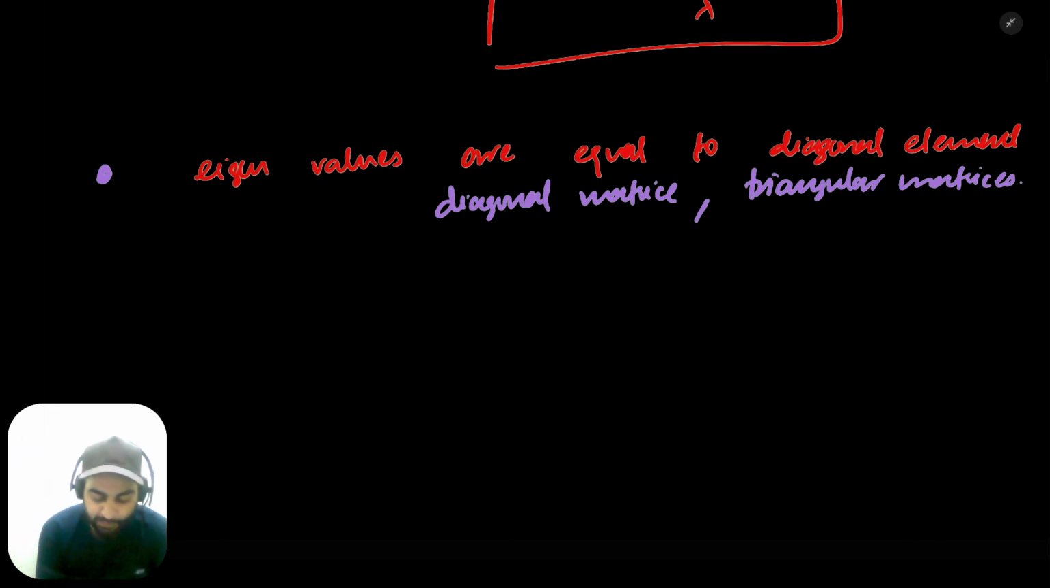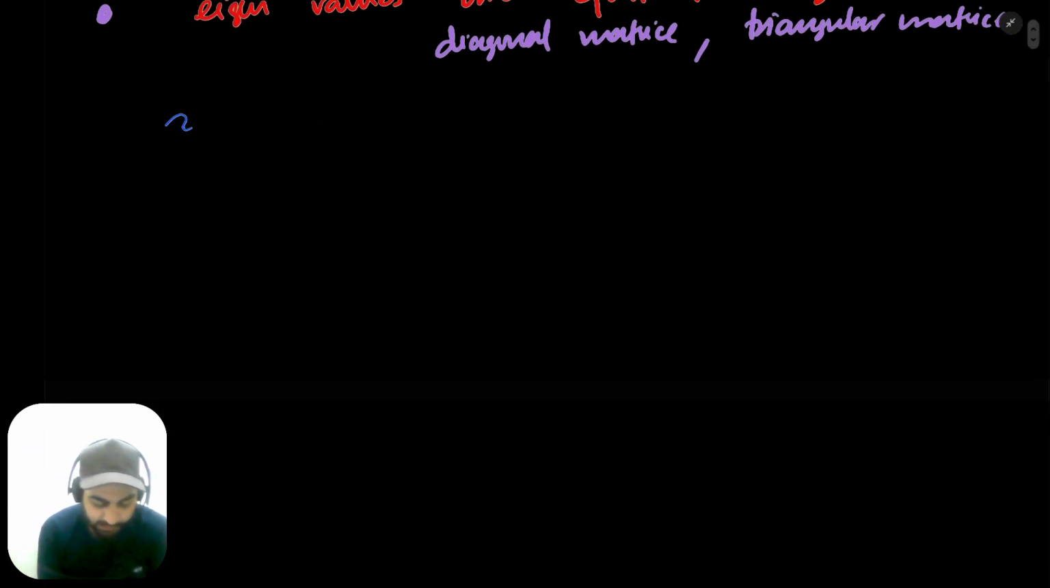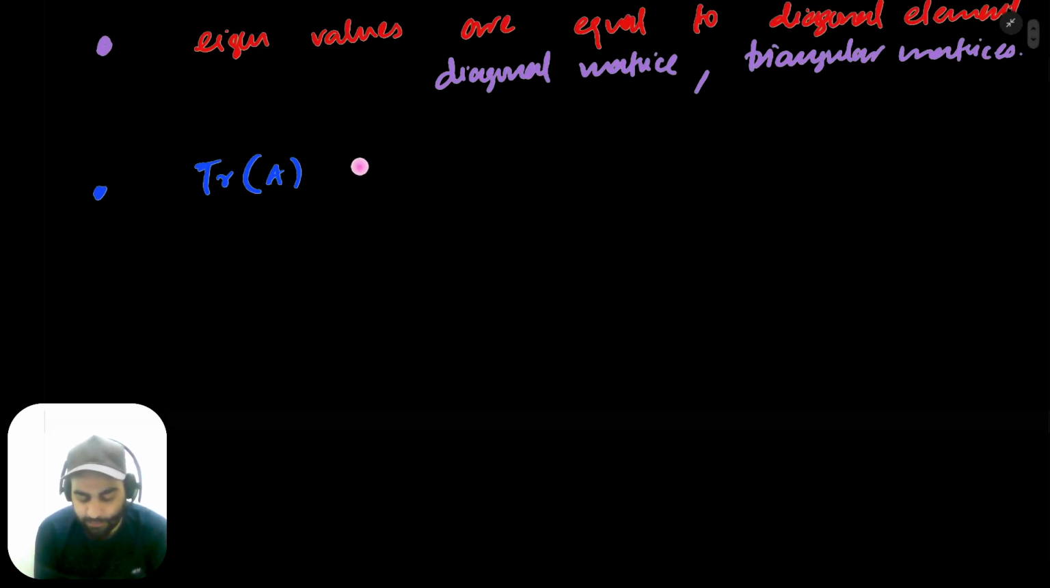Okay, then we also defined something called the trace of a matrix. So for a matrix A, we define the trace. The trace of A is written like this. It is basically equal to the sum of the diagonal elements.